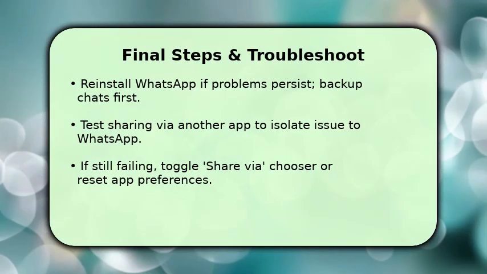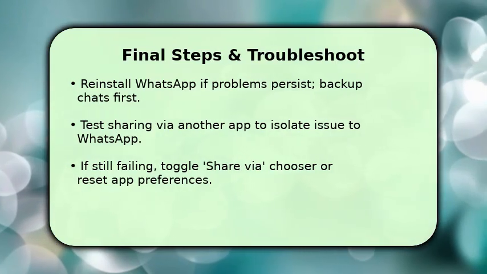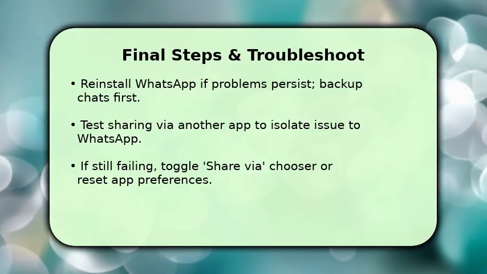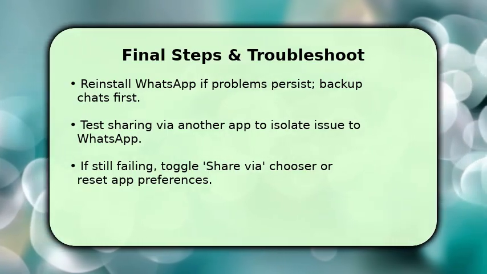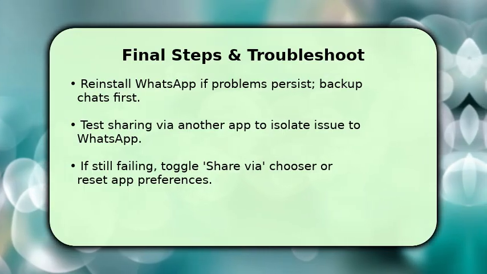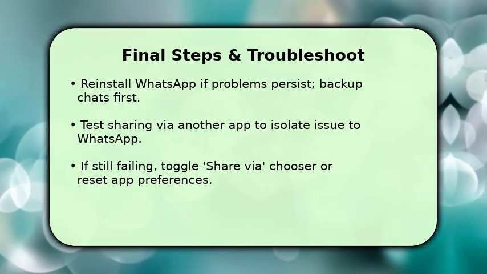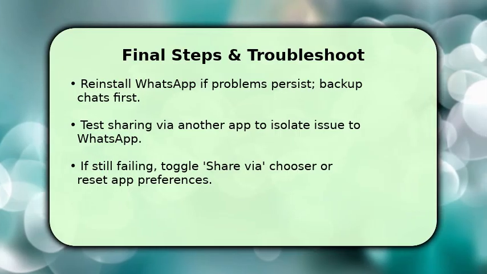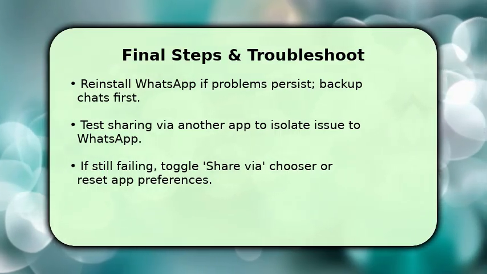To finish, perform final remedies that resolve persistent faults. Backup chats and reinstall WhatsApp. Reinstall fixes corrupted installations and resets internal handlers. Once reinstalled, test sharing the same file via a different app to confirm whether the problem is app-specific.